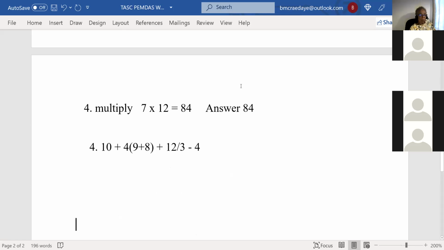Okay. Number 4. What do you have here? You have an addition. You have parentheses. Let me just separate this here to know that you're adding 9 plus 8. You have an addition, a multiplication, a division, and a subtraction. Wow. You don't have any exponents, right? I think you have everything but exponents, correct? So the first thing you're going to do is what, Maureen?